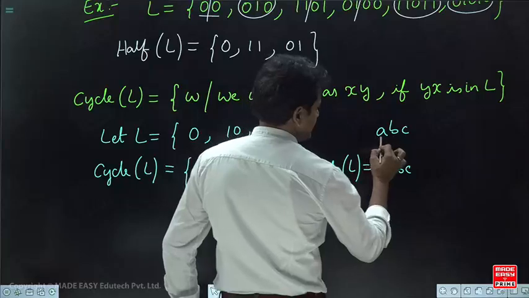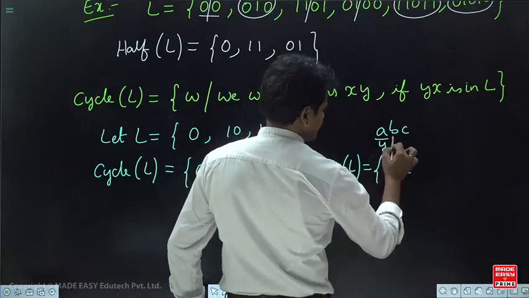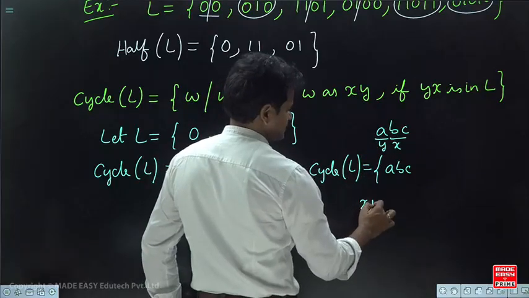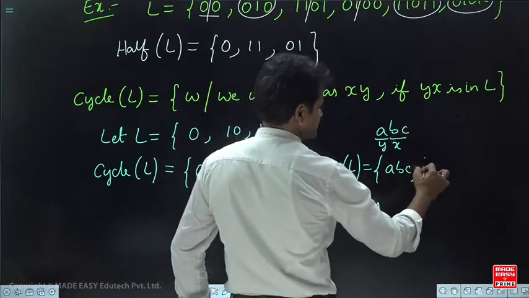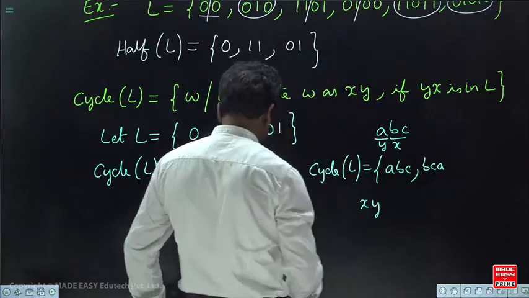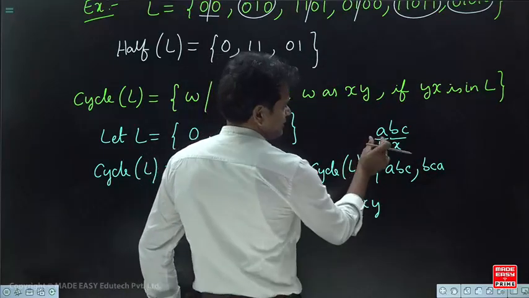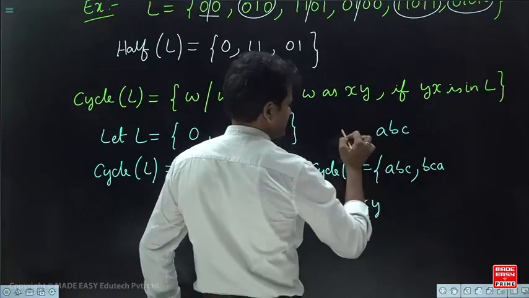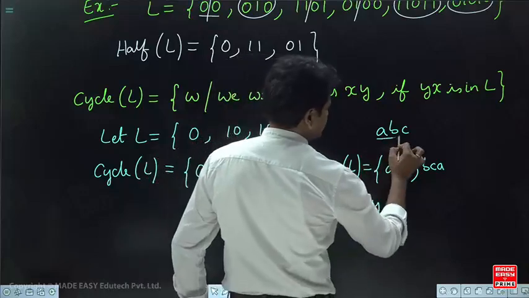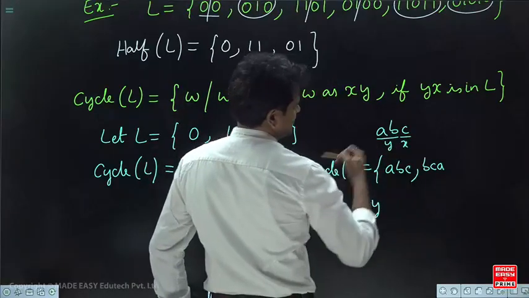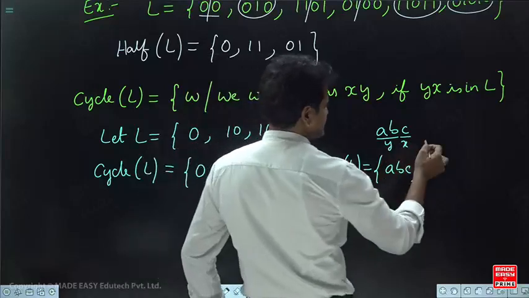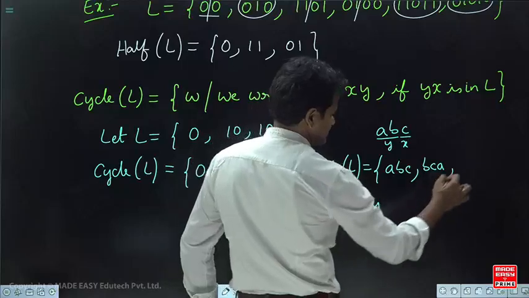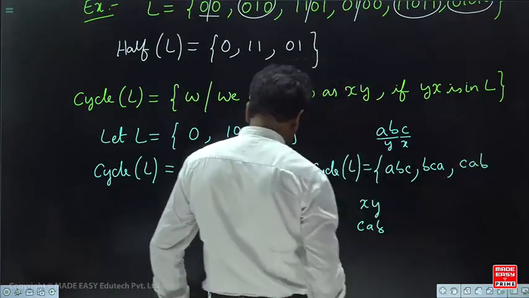Now look at this. I am dividing this as y and this as x. If yx, then write xy. X is BC and y is A. So if you divide into y and x, then take xy. Now suppose I divide this as y and this as x. Then xy, what is xy? X is C, y is AB. So CAB will be there.